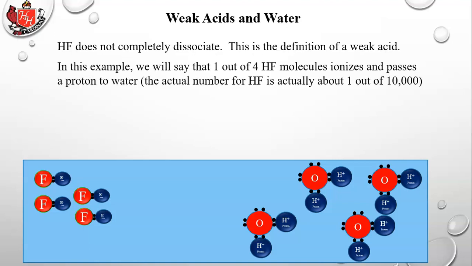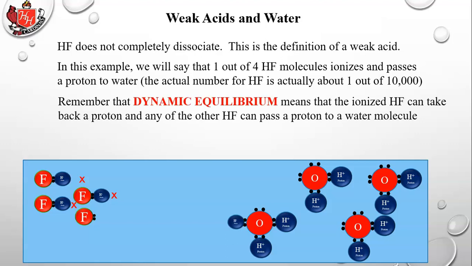In this example, we will say that 1 out of 4 hydrofluoric acid molecules ionizes and passes a proton to water. The actual number for hydrofluoric acid is about 1 in 10,000. So there we go. The proton moves over from one of the hydrofluoric acid molecules to a water molecule, creating a hydronium ion, H3O+.